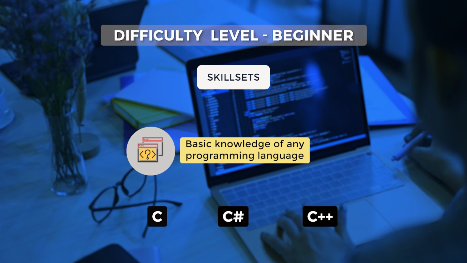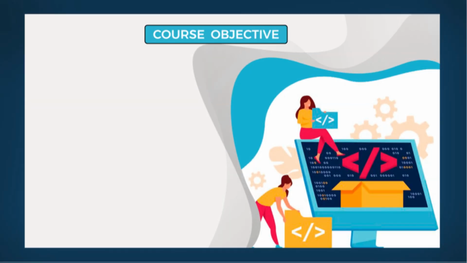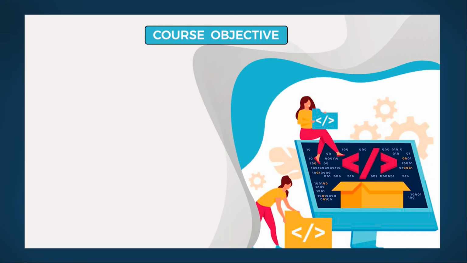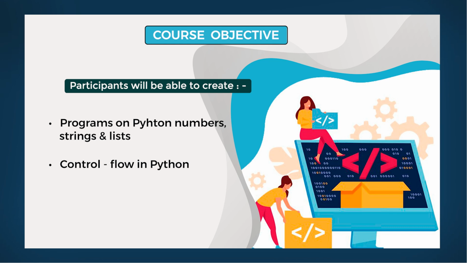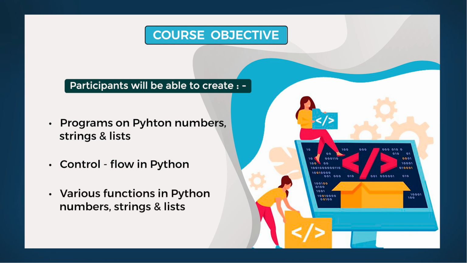Now we move ahead to our main course objective. In this particular course, you will be able to create many programs in Python using numbers, strings, and list types. Similarly, you will understand what control flow in Python is. Also, you will know how to create various examples on functions using Python.